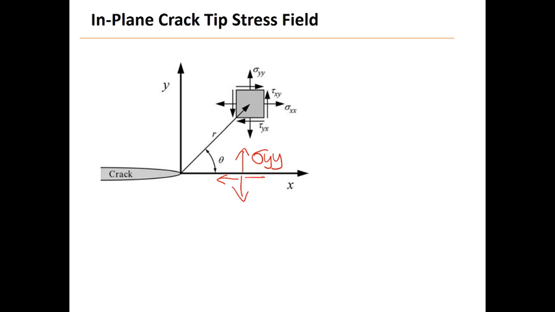And any point here is sigma xx, and then we have obviously the sigma xy as well. Now, they have the same expression, right? Expressed by k over the square root of r. Okay, now that's very good.